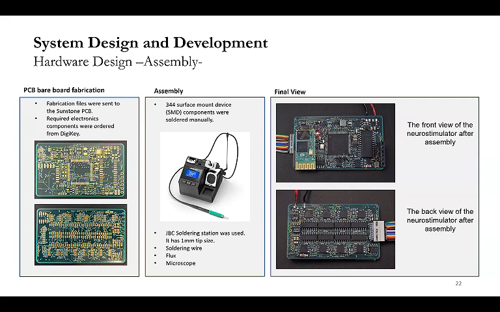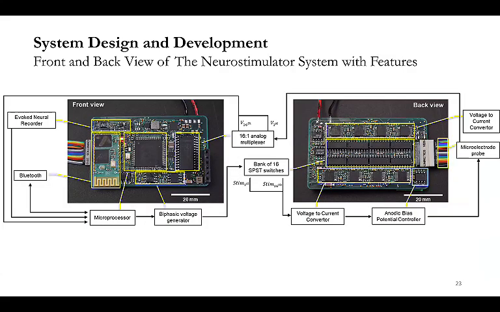So after assembling the electronic components on the PCB, this is a flow chart of how all the main functions are interconnected with each other. On the left figure, you see the front view. It has a Bluetooth classical module, and also a microcontroller, multiplexer, and biphasic voltage generator. That means our stimulation signal generation part for the voltage signal shape, and also the evoked recording part for recording all the neural signals and filtering them.